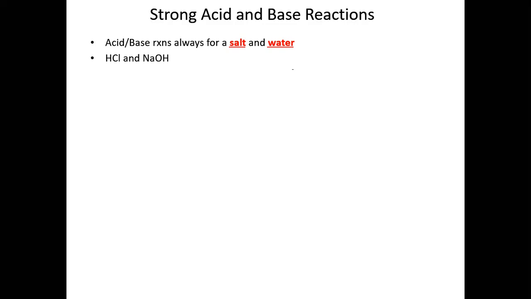Now the salt comes from the cation of the base and the anion of the acid. And remember, this is a double displacement reaction. So in a double displacement reaction, what does that mean? We take the two cations and we form two new products. So you take the two cations, switch them, and we get NaCl and H2O. So you see we have a salt and water.